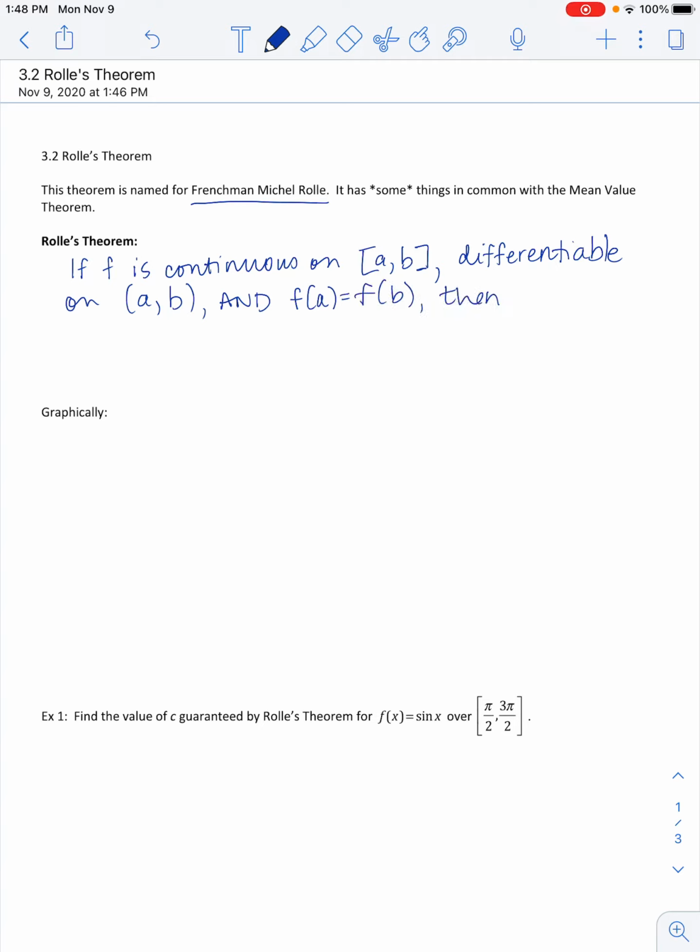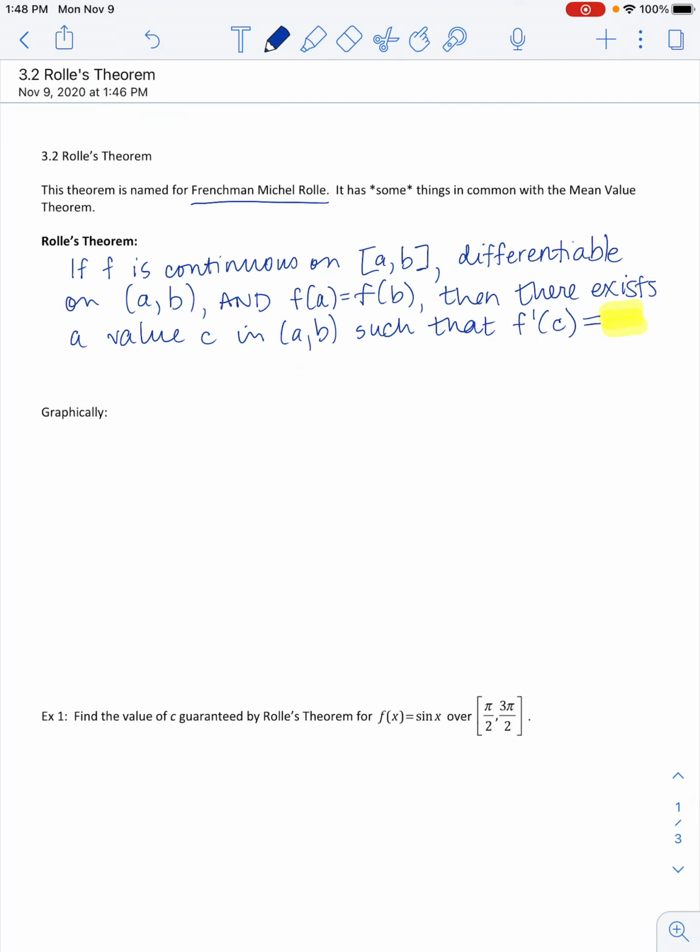Then there exists a value c in (a, b) such that f prime of c equals, and I'm going to leave a little cliffhanger here. So, whoops, what goes in this yellow space? What must f prime equal? So we're going to take a look at this graphically and see if we can figure it out.